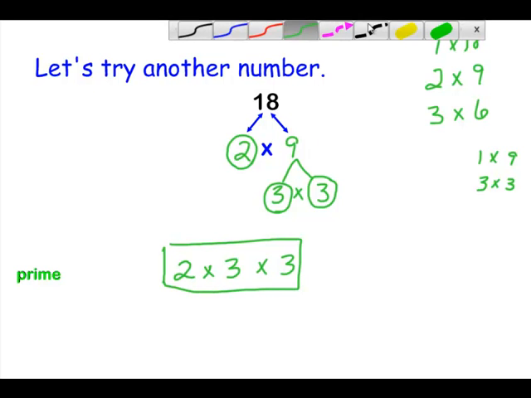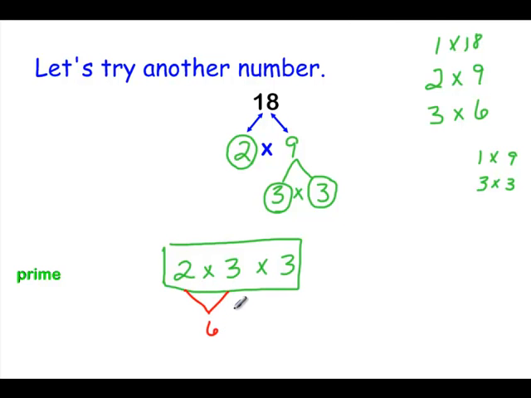Now, I'm going to switch colors so we can check our answer. What is 2 times 3? That's right, it's 6. Bring down the rest of the problem, the times 3. What is 6 times 3? You're right, that's 18. Is that the number we started with? Yes, it is. So 2 times 3 times 3 is prime factorization.